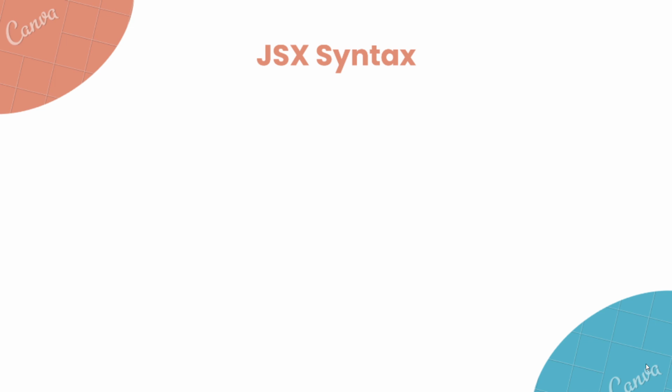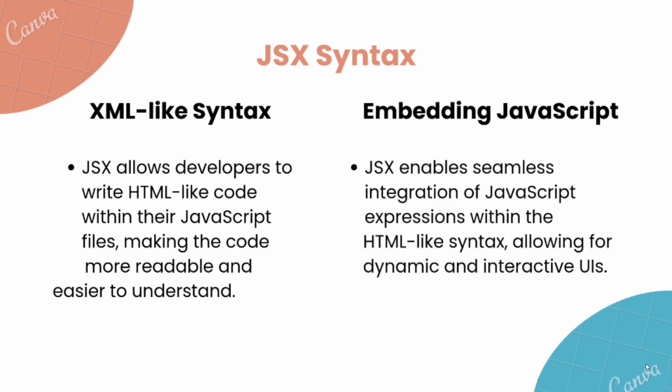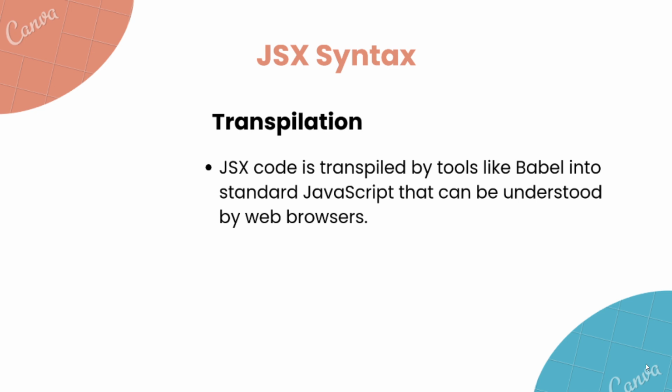JSX syntax. Let's discuss XML-like syntax. JSX allows developers to write HTML-like code within their JavaScript files, making the code more readable and easier to understand. Embedding JavaScript. JSX enables seamless integration of JavaScript expressions within the HTML-like syntax, allowing for dynamic and interactive UIs. Transpilation. JSX code is transpiled by tools like Babel into standard JavaScript that can be understood by web browsers.